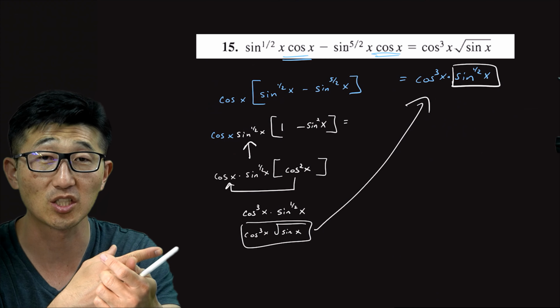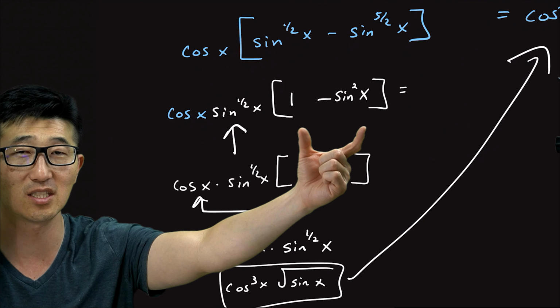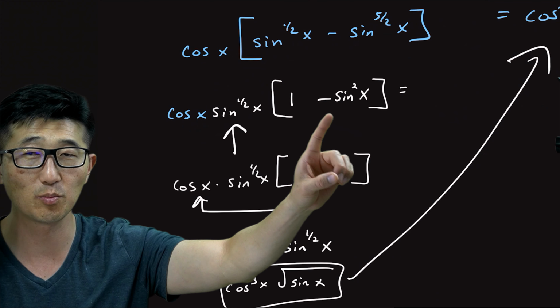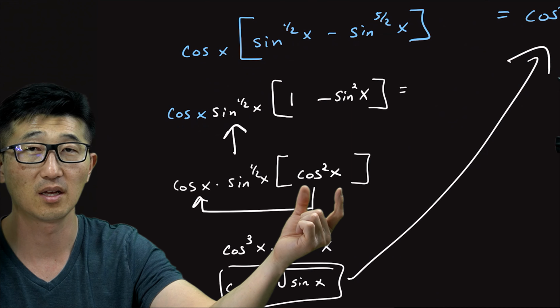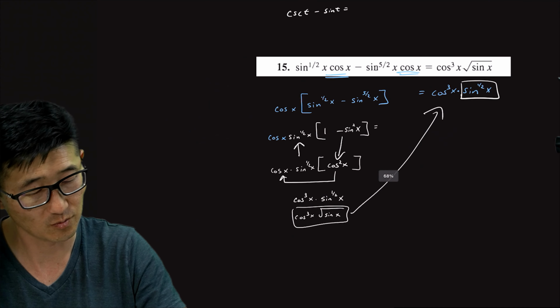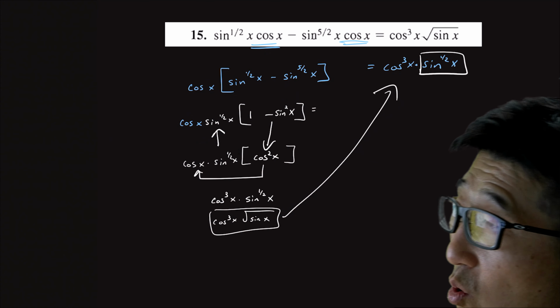Here, we learned that you can actually even factor. And again, notice, if you don't recognize this, you can get stuck. You should get used to this. This is cosine squared x, so you should immediately recognize that 1 minus sine squared becomes that. Okay? All right. Number 17. Here we go.